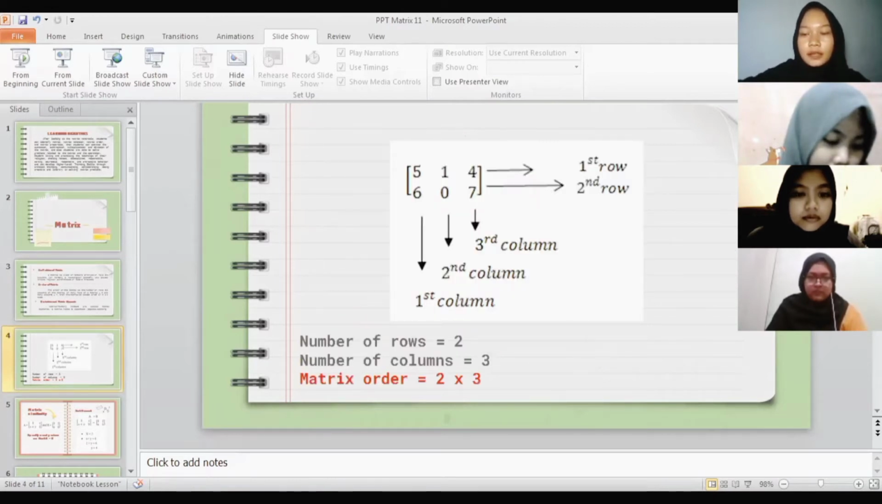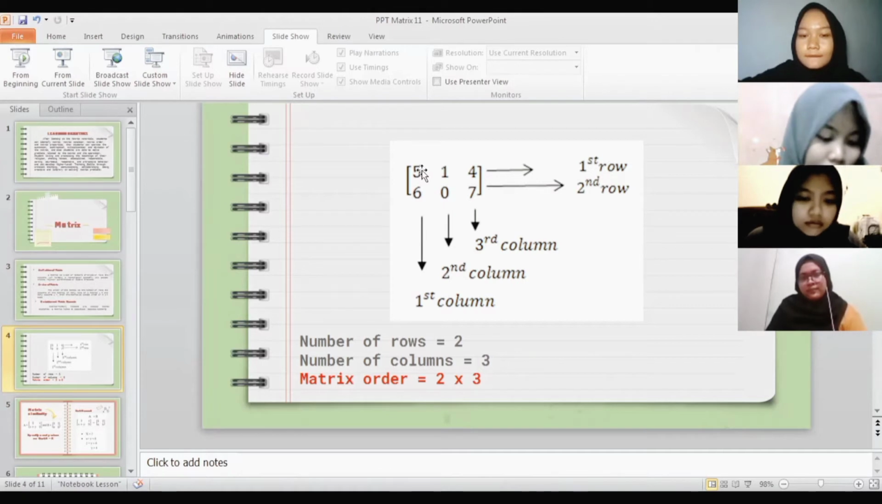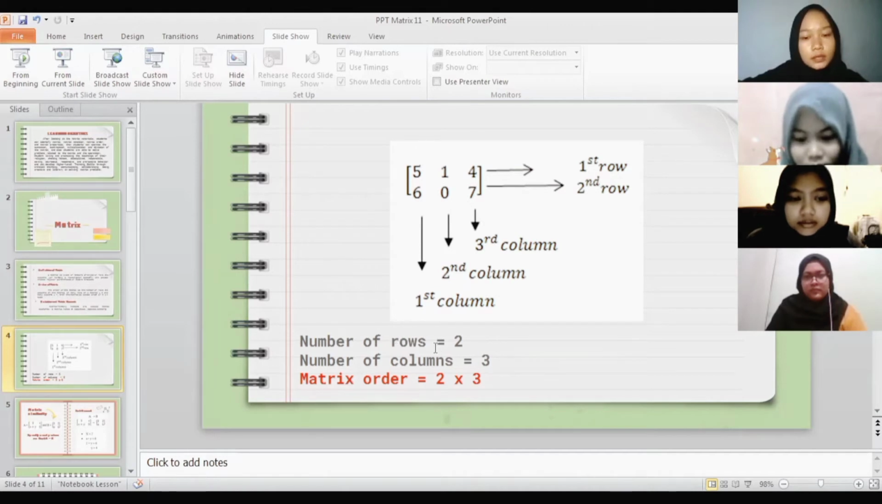Next, there are examples of the matrix. 5, 1, and 4 is the first row, and 6, 0, 7 is the second row. 5 and 6 is the first column, 1 and 0 is the second column, 4 and 7 is the third column. So the number of rows equals 2 and the number of columns equals 3, and the matrix order equals 2 times 3.